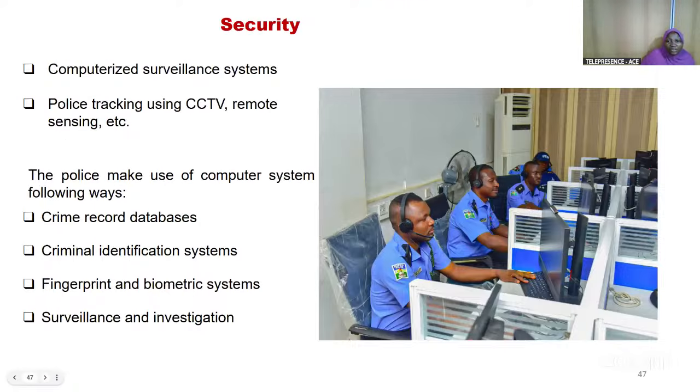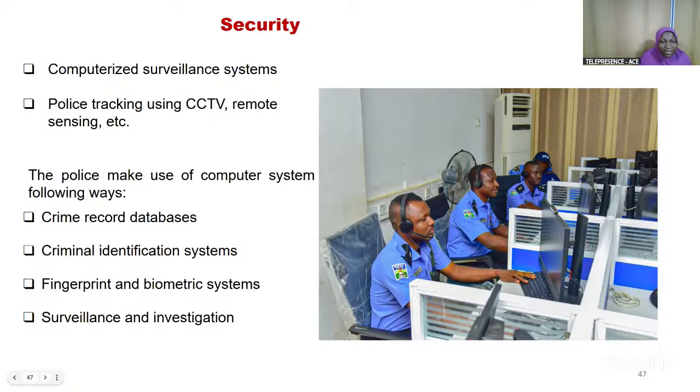For security, you can see Nigerian police, our friend. They are having a nice time with the computer system. They are trying to do some tracking. They are checking crime record databases. They can even track, they can do surveillance. All these are thanks to the automation system that we have in the security sector.